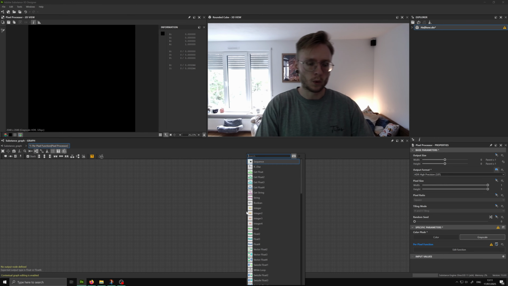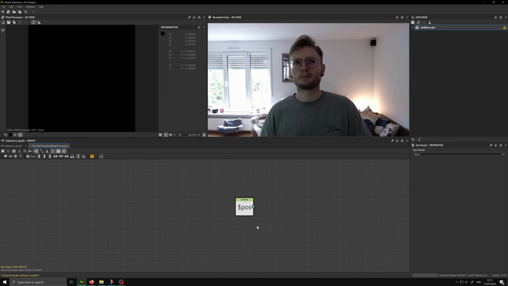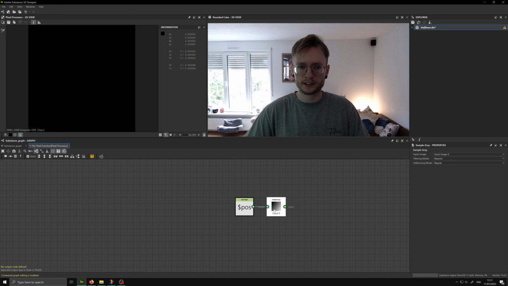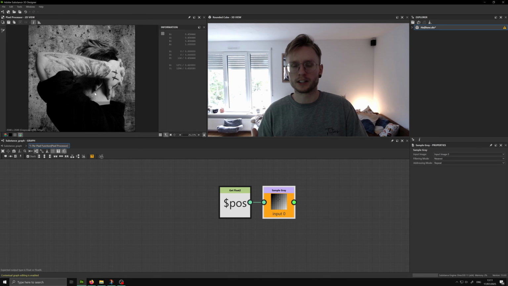So what we need first is a position grab. So whenever we are resampling images or manipulating images, we need some kind of coordinates to sample that image from. So if I now just take the sample gray here and use my position, which is, by the way, a float 2, just to remember X and Y. And I set this to the output node, then I get the original image back again.